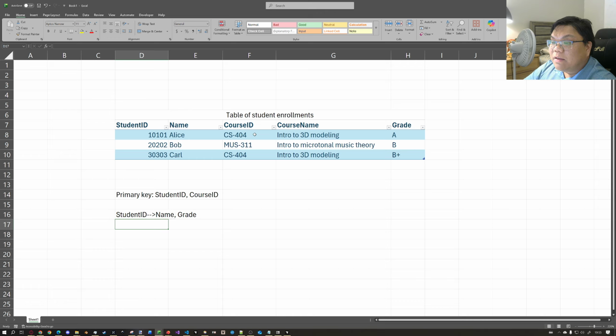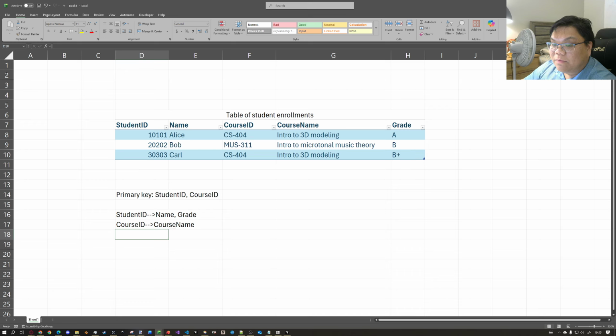The course ID, each course ID is associated with the name of the course. So in this example, CS-404, that is Intro to 3D Modeling, Music 311, that is Intro to Microtonal Music Theory. So the course ID determines the course name. So we can write down the following functional dependency. There we go.